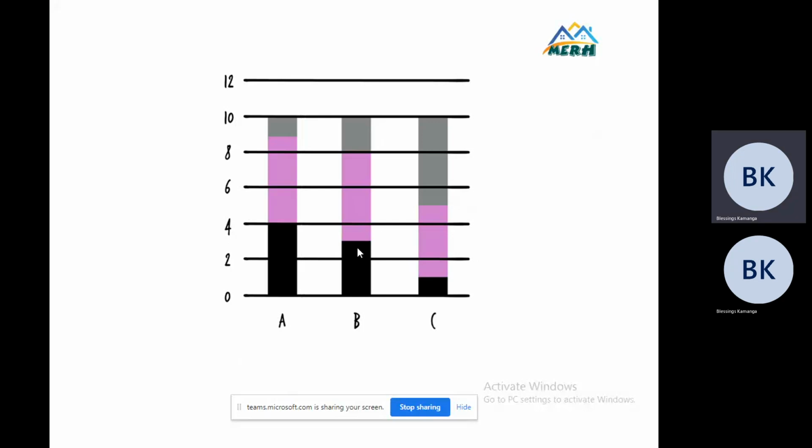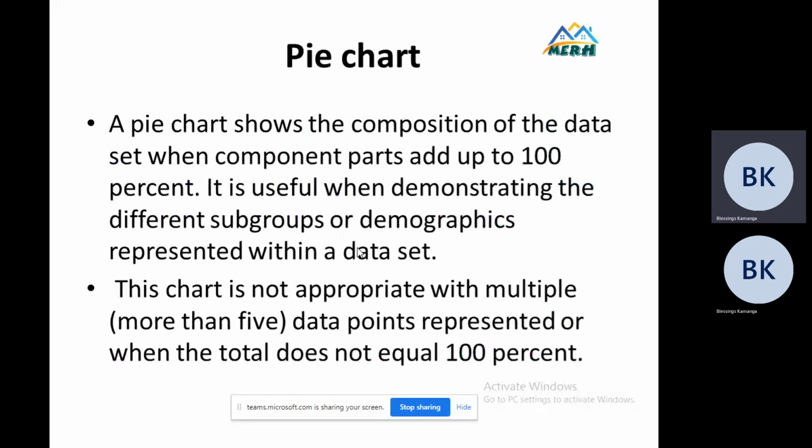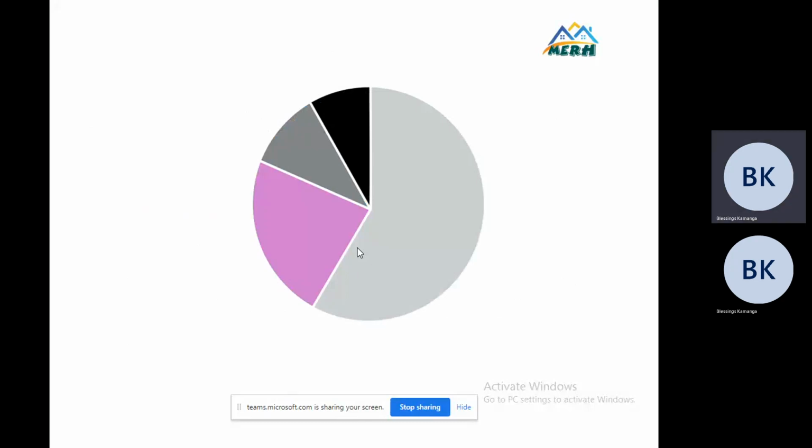And now you have a pie chart. A pie chart is basically a circle, and you're trying to segment it so that you can see what percentage of a phenomenon a certain variable is occupying. The pie chart shows the composition of the data set when component parts add up to 100%. It is useful in demonstrating the different subgroups or demographics represented within a data set. This chart, however, is not appropriate with more than 5 data points presented, or when the total does not equal 100%. So this is how it looks like. So it shouldn't be more than five data points. So here you have 1, 2, 3, 4 data points.